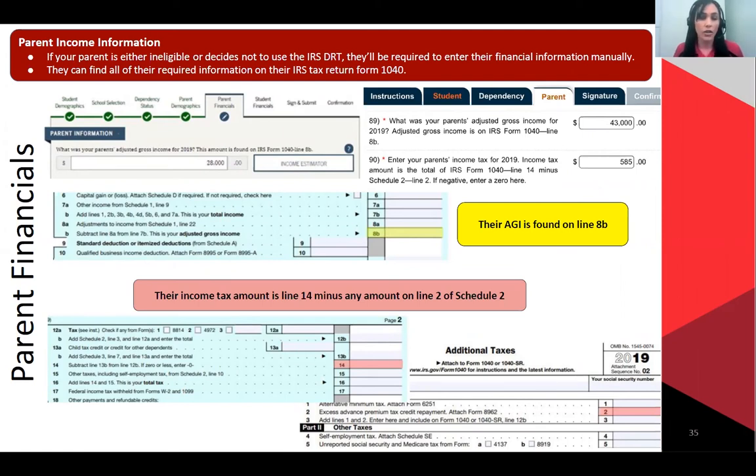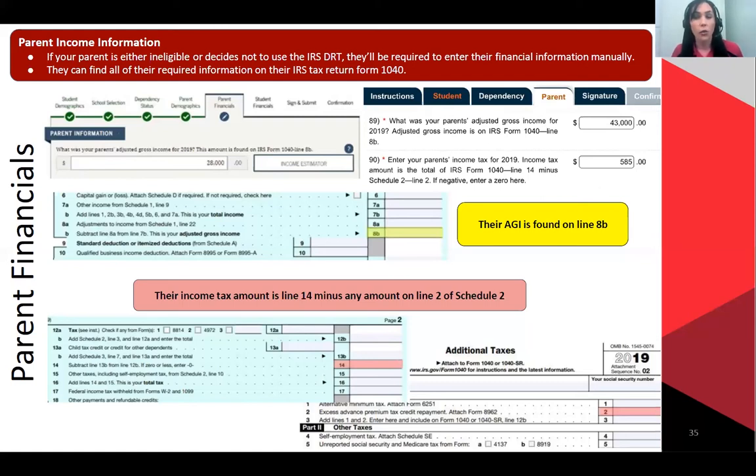The next question, question 89, will ask the adjusted gross income, the AGI. If you were looking at the 1040 tax return, the adjusted gross income can be found on line 8B of the 2019 1040. The next question, question 90, will then ask the income taxes paid.